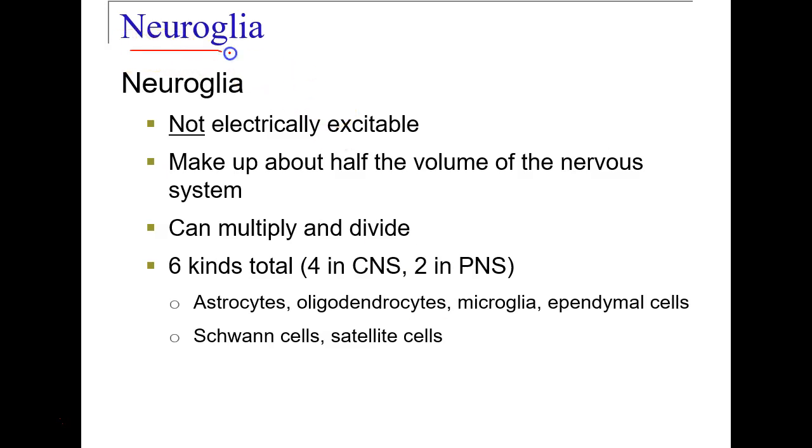Neuroglia, these are the cells that are holding the nervous system together. So they are not electrically excitable. They do not send signals anywhere. They make up about half the volume of the nervous system, and luckily they can multiply and divide. We have 6 kinds. We have 4 in the CNS and 2 in the PNS. So the 4 in the central nervous system: astrocytes, oligodendrocytes, microglia, ependymal cells. 2 in the PNS, we have Schwann and satellite cells.